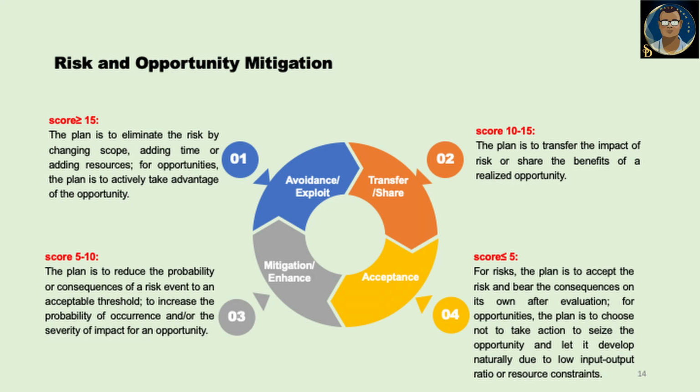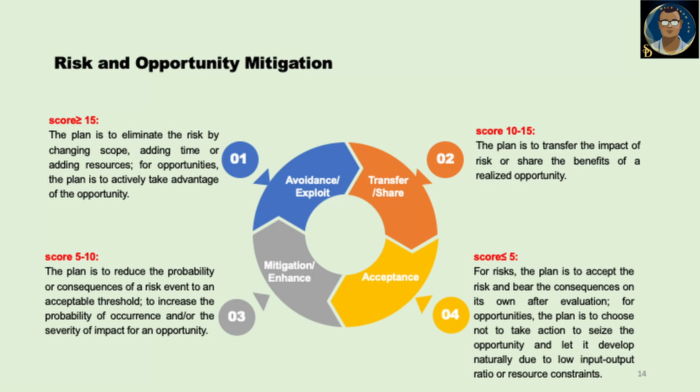Then if the score is 10 to 15, the plan is to transfer the impact of risk or share the benefits of a realized opportunity. If the score is 5 to 10, the plan is to reduce the probability of the consequences of a risk event to an acceptable threshold, or to increase the probability of occurrence and severity or impact for an opportunity.